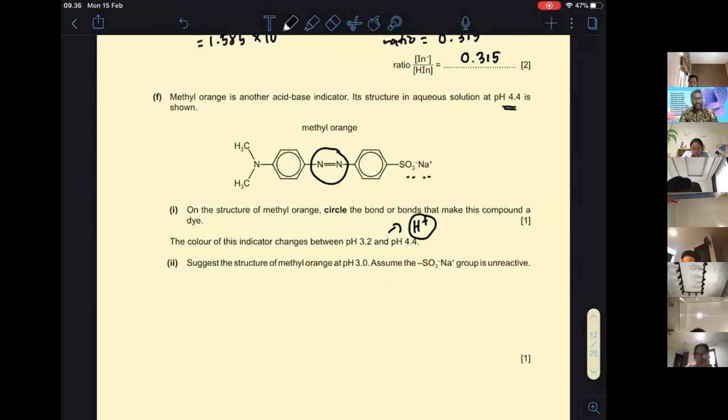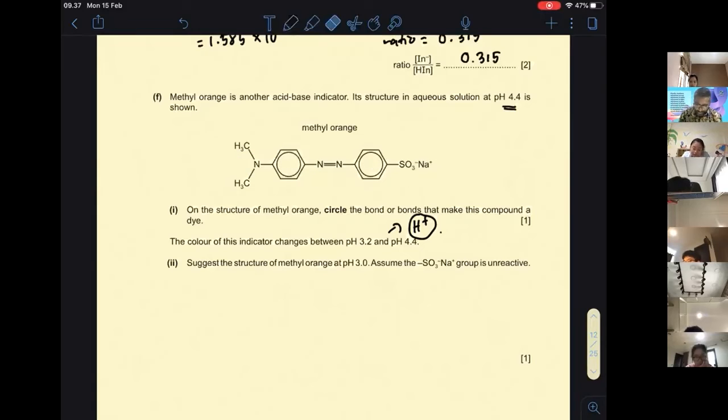If I think in that way, I know I cannot touch this part. The only thing that I can touch over here is something that has a lone pair, because H plus requires electrons. I have a lone pair here, here, and here. So I can actually choose any of the nitrogens over here. There are 3 nitrogens. So if I want to suggest, I will suggest like this.